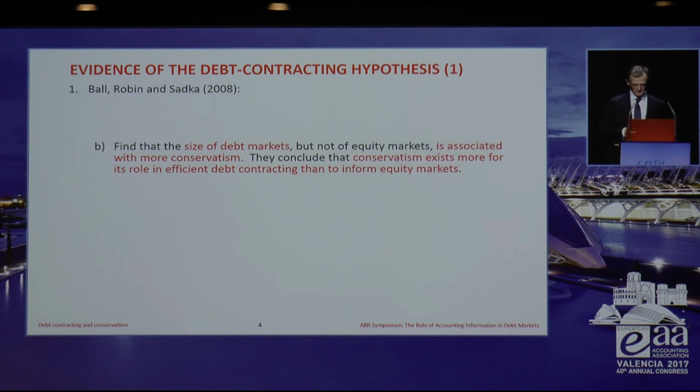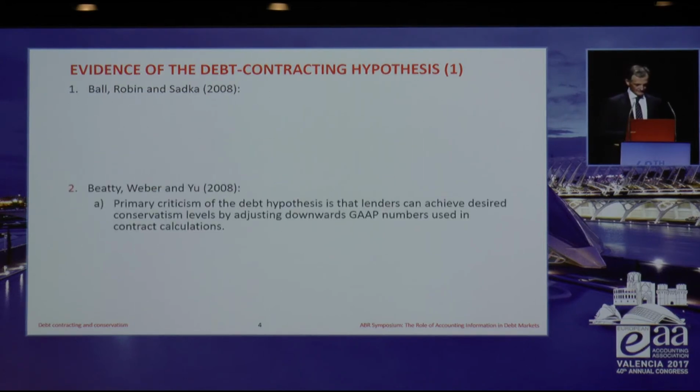Information is useful for economic decision making. The second piece of evidence is by Beatty, Weber, and Yu. The primary criticism of the debt hypothesis is that conservatism is not necessary.